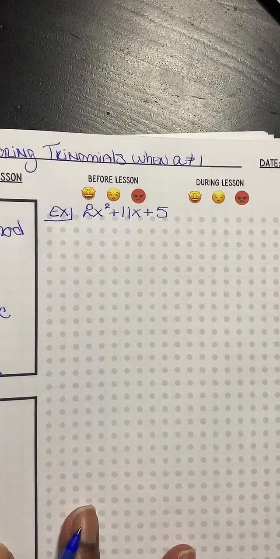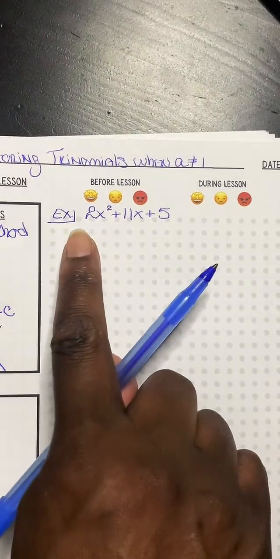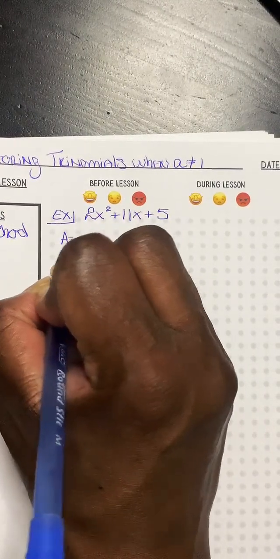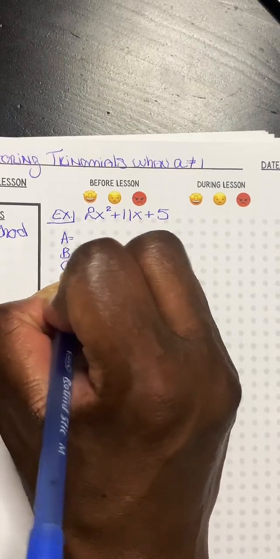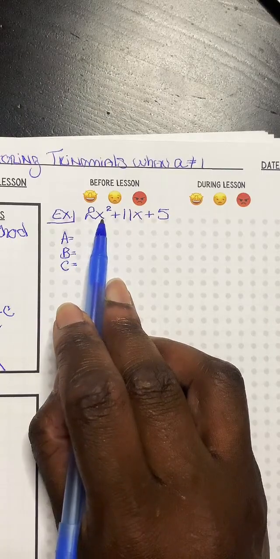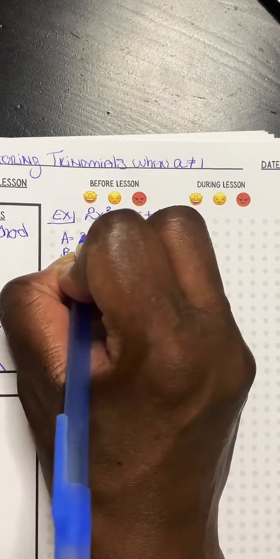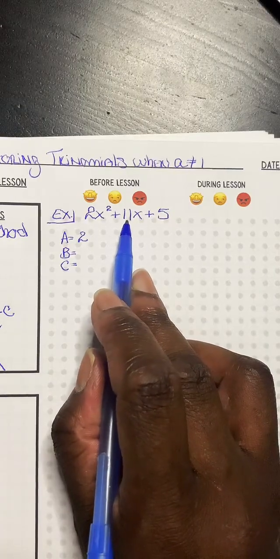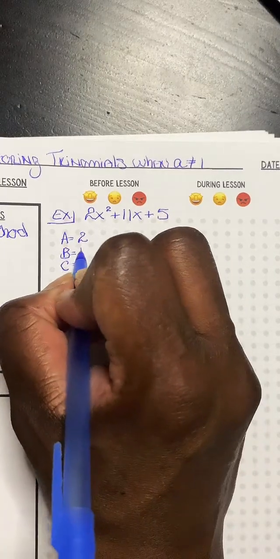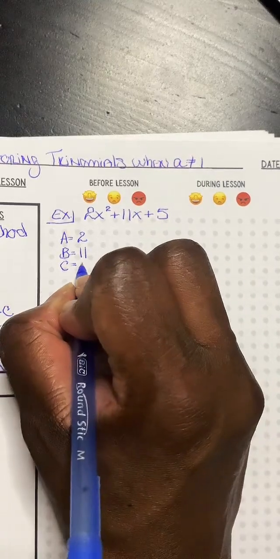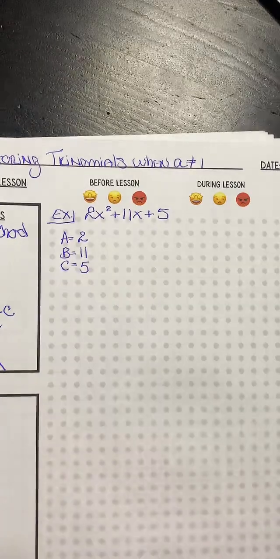All right. So now, what we're going to do is first we're going to list out our A, our B, and our C. Our A is always the coefficient of the x squared, which will be 2. Our B is always the coefficient of the x, which is 11. And our C is our constant, which is 5.